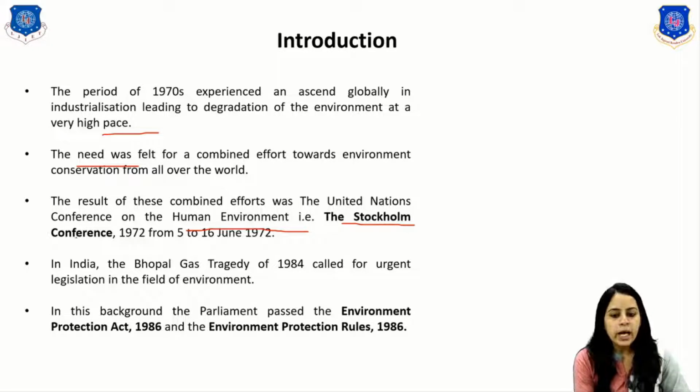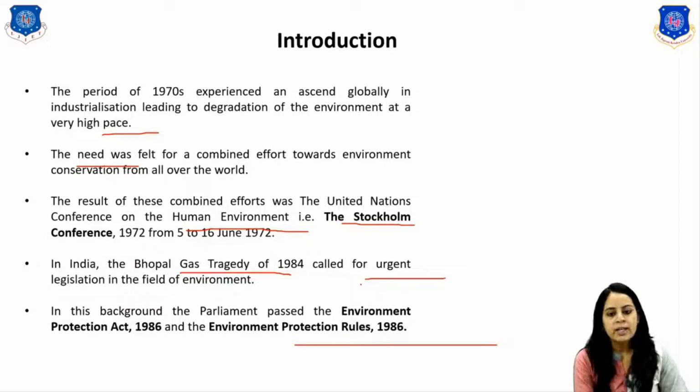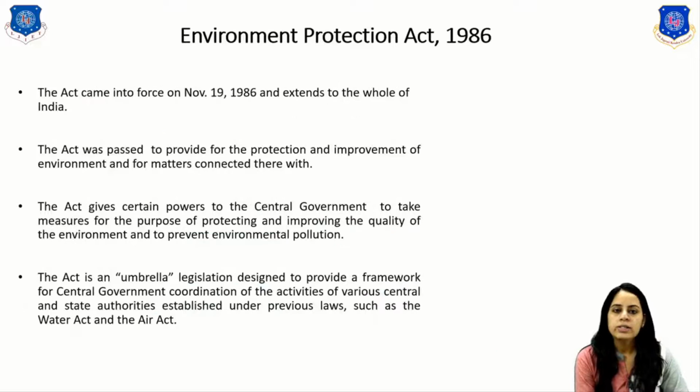In India, the Bhopal gas tragedy of 1984 called for urgent legislation in the field of the environment. In that background, Parliament passed the Environmental Protection Act, 1986, and the Environment Protection Rules, 1986. Now let's discuss the Environmental Protection Act, 1986. The Act came into force in November 1986 and extends to the whole of India, so it is applicable in the whole of India.